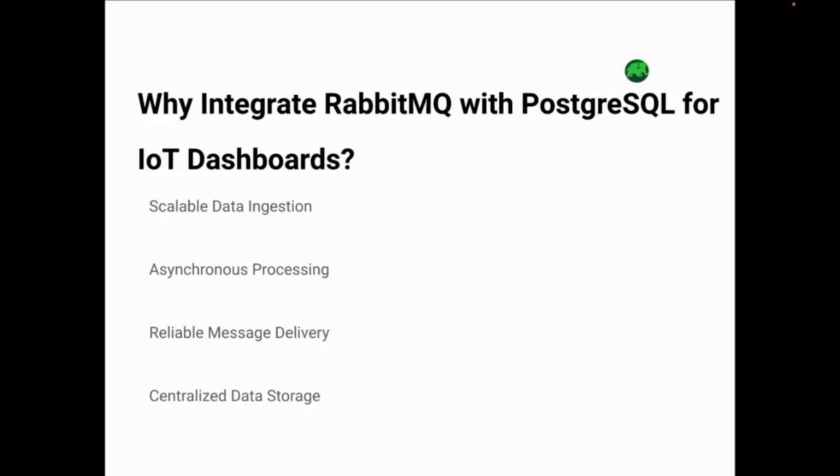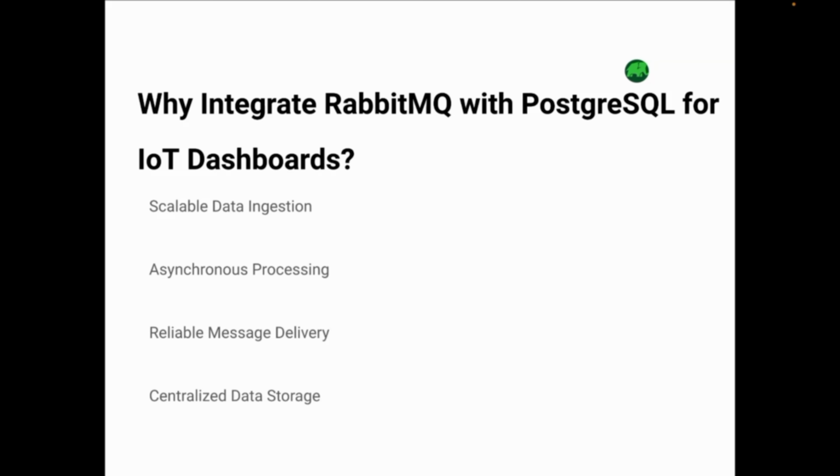This reliability is crucial when dealing with important data like environmental metrics, equipment status, or safety-related information. With RabbitMQ's reliable delivery, you can count on your IoT system to capture and retain every important piece of data, giving you confidence in your analytics and dashboards.